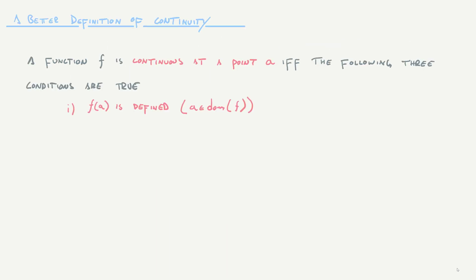So the definition goes like this. A function f is continuous at a point a if and only if the following three conditions are true. The first one says that f of a is defined, meaning a is in the domain of f. The second one says that the limit as x approaches a of f of x exists, meaning the left-hand limit and the right-hand limit at a agree with each other. But crucially, the limit as x approaches a of f of x has to be the same value as f of a. That's what makes a function continuous.